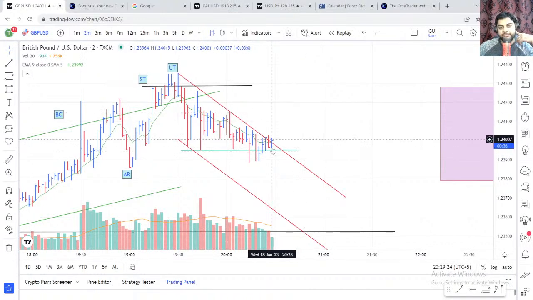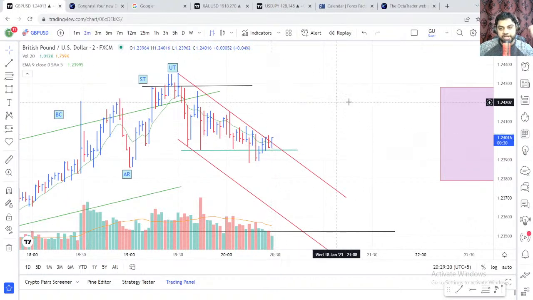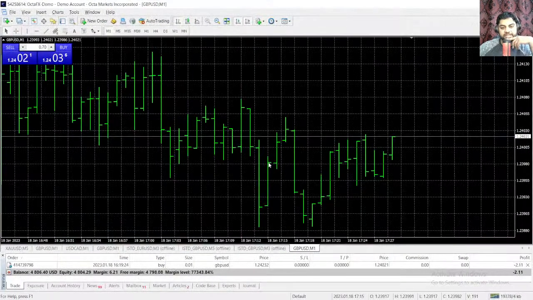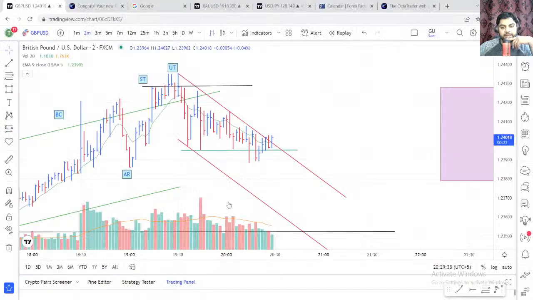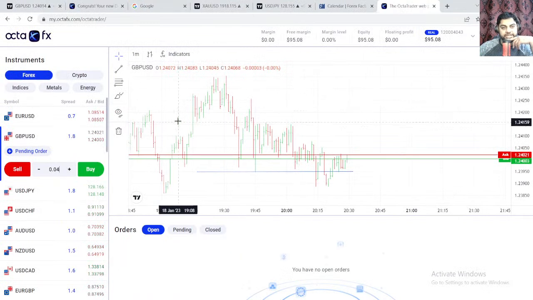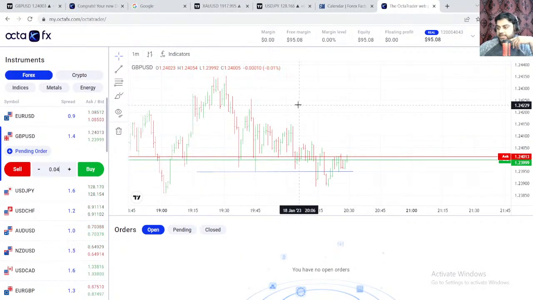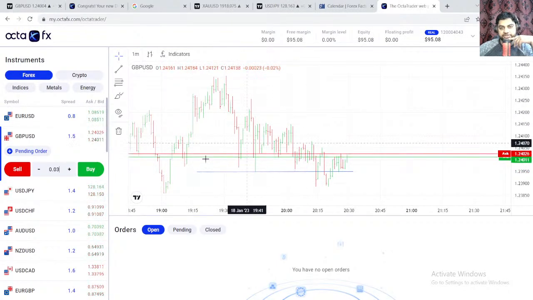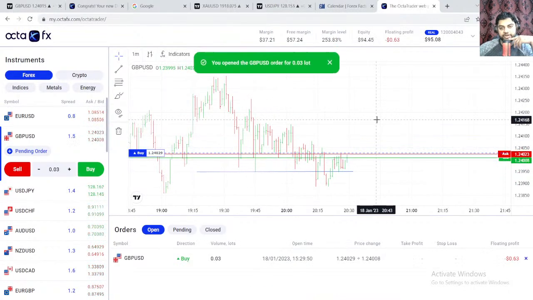Oh guys, I'm waiting for the market to break this trend channel. If the trend channel is broken to the upside, then I will make a buy trade. I think now might be the time. So shall we buy over here? Well, I think yes. So I will put a buy trade. How much? Let's buy 0.03, and we will buy it over here.